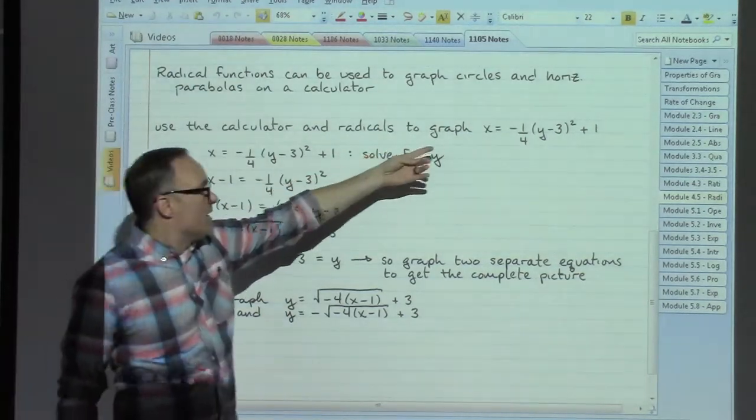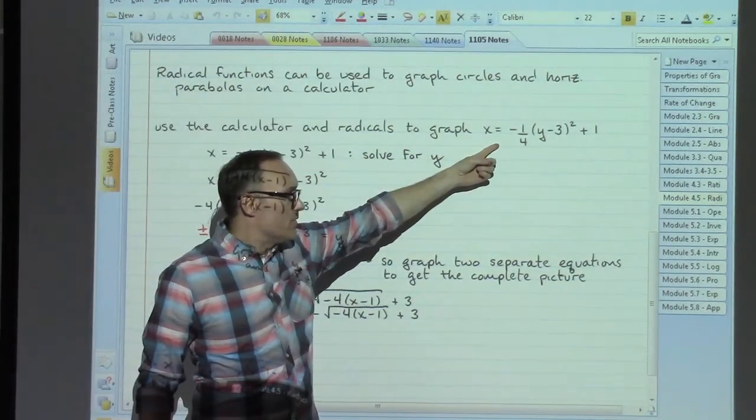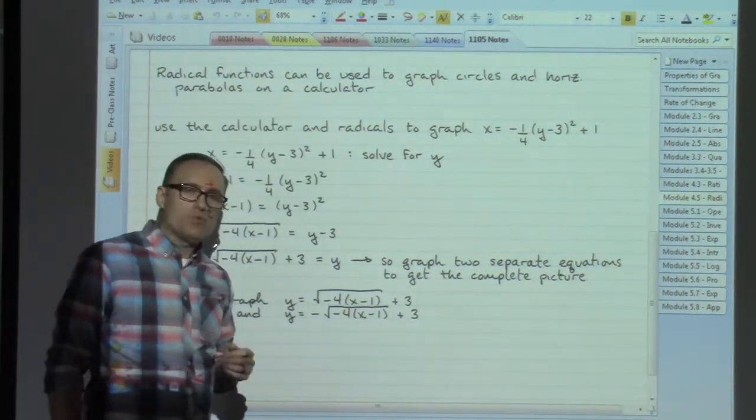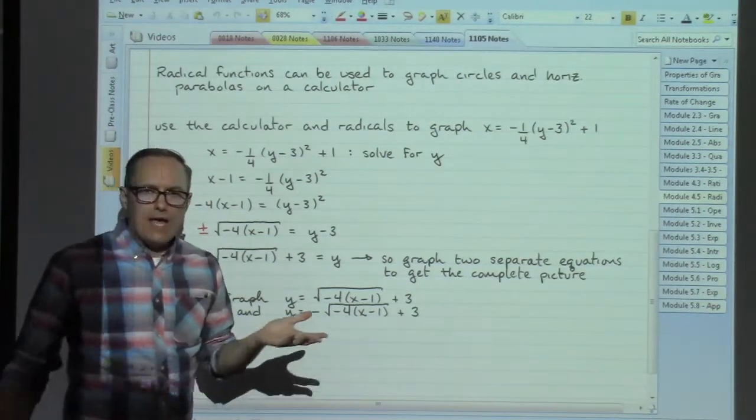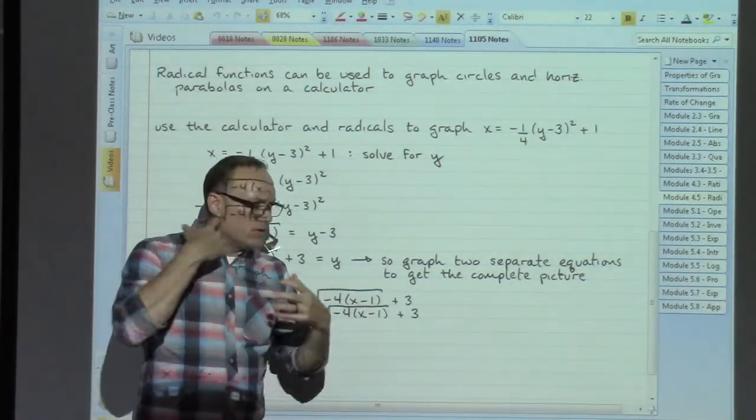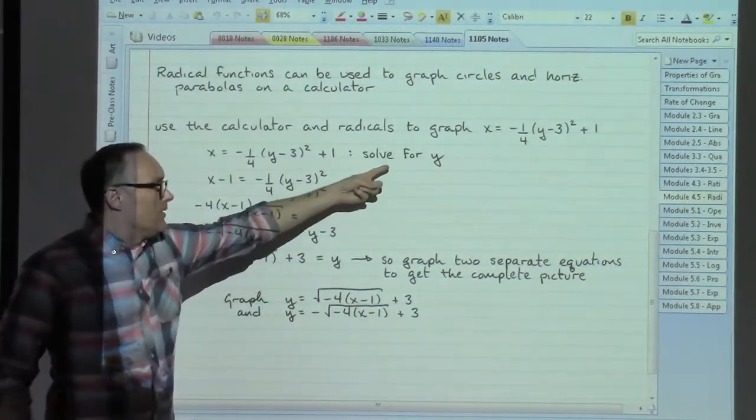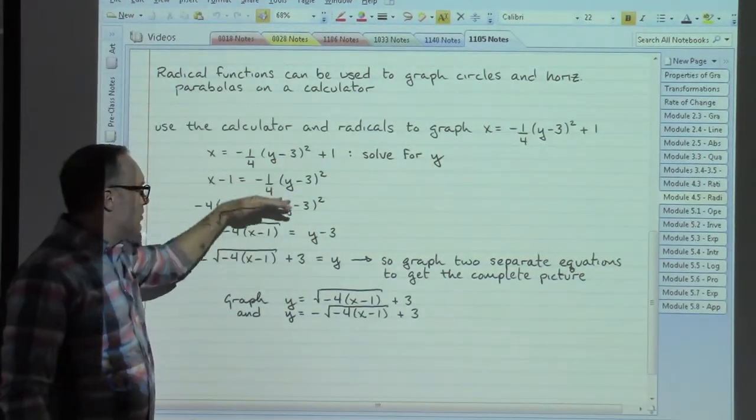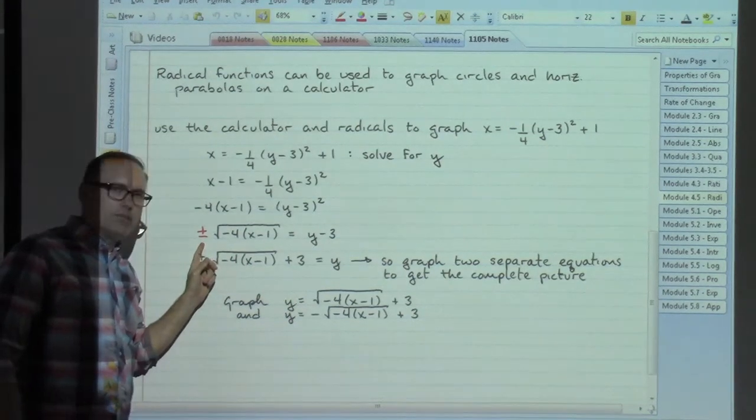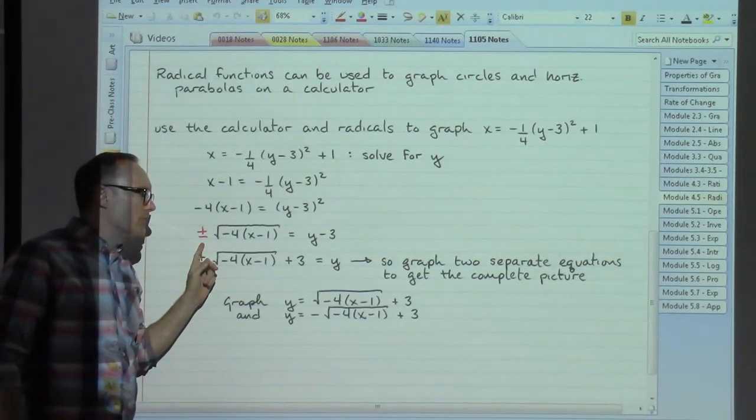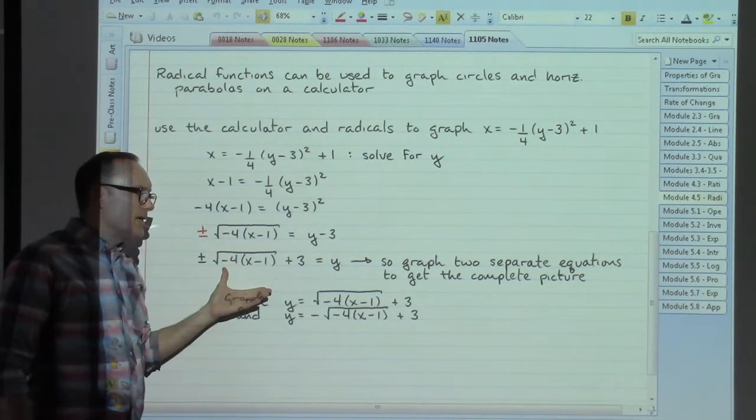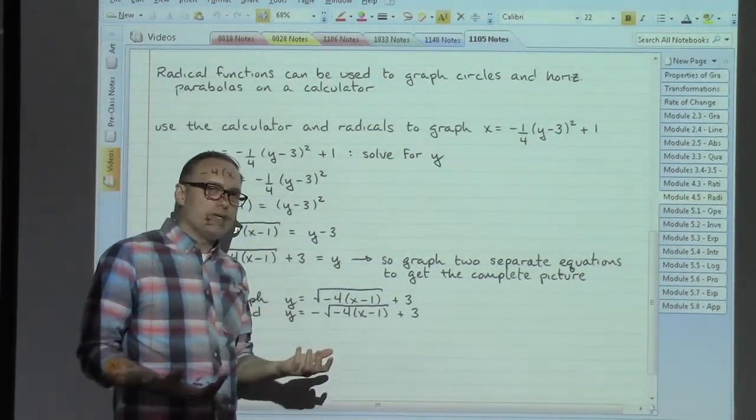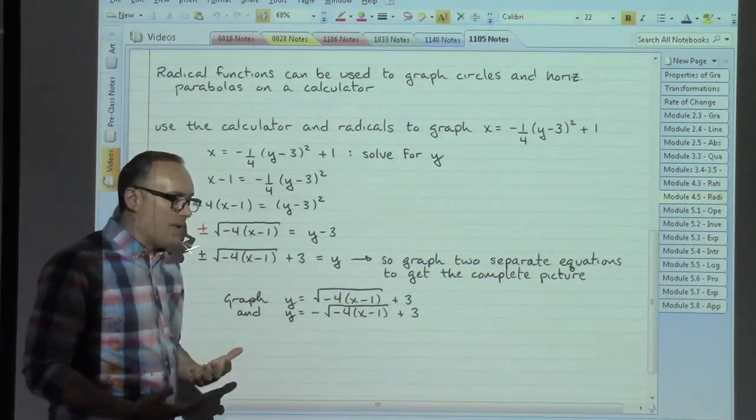So if we've got an equation like this, x equals -1/4 (y minus 3) squared plus 1, you go, wait a minute, I don't like that. Its x's and y's aren't set up the right way. Hey, if we solve that for y, we go through watching out for the plus or minus when we do the square root of both sides. We end up getting two separate equations that allow us to put together a complete picture of what is happening.